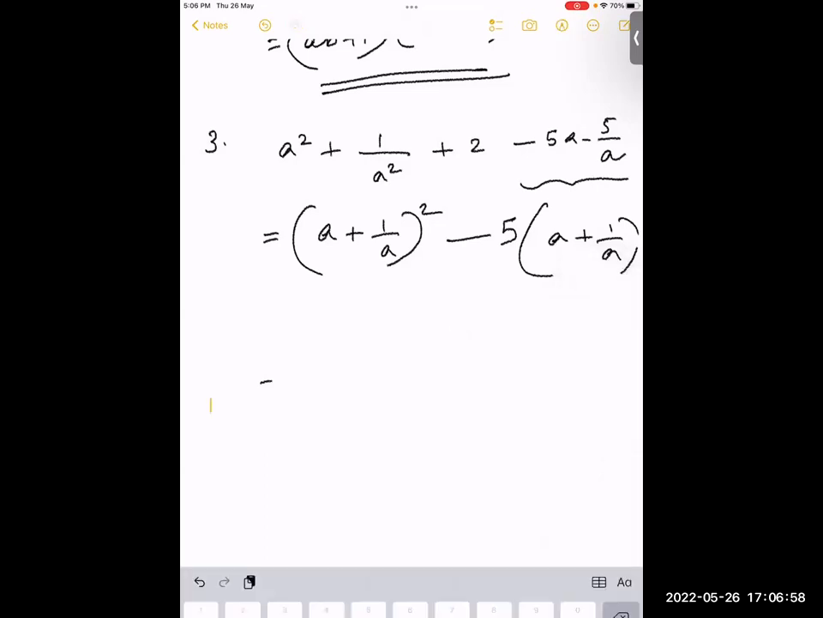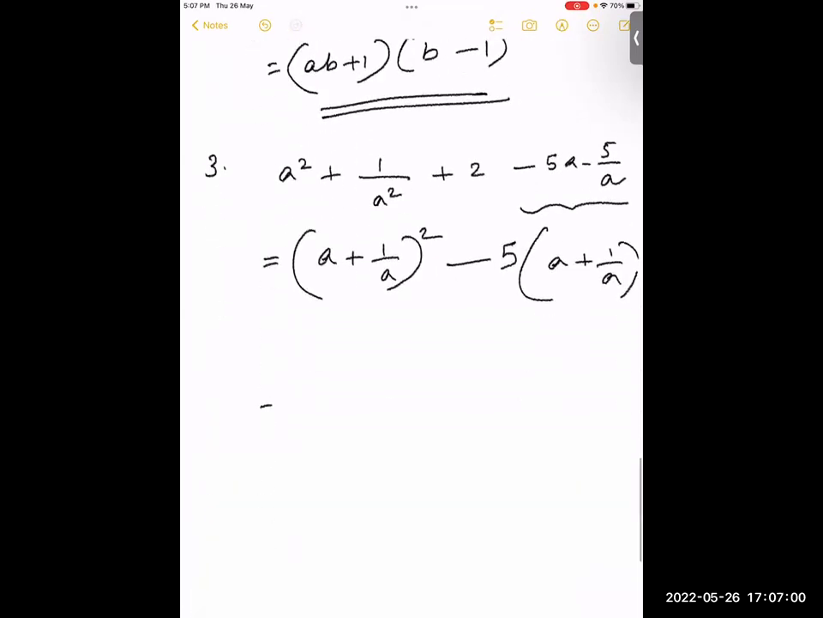Okay, so now we are all clear. You have to take a plus 1 by a out. And what are you left with inside? Plus 1 by a, plus 1 by a minus 5. That's it. You can stop here.